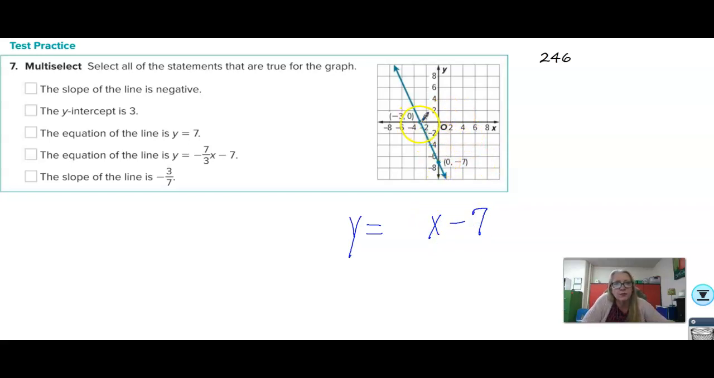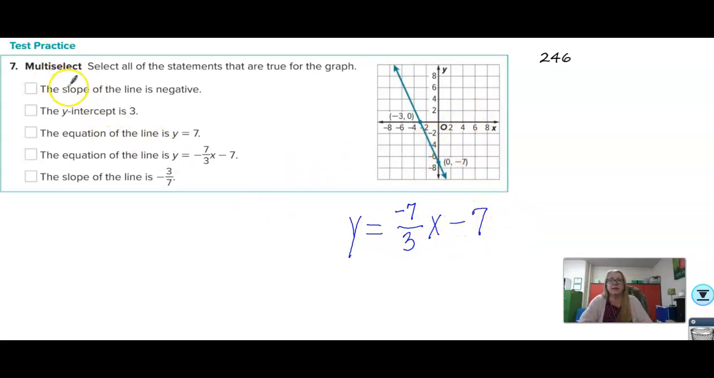Well, to go from this point to this point, and these are numbered by 2's, we would have to go down 2, 4, 6, 7, down 7. So the top number is negative 7. And then we go right 3. So the slope of this line is negative 7 over 3. And the y-intercept is negative 7.